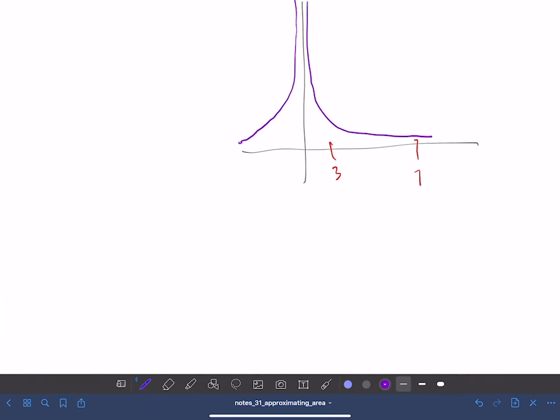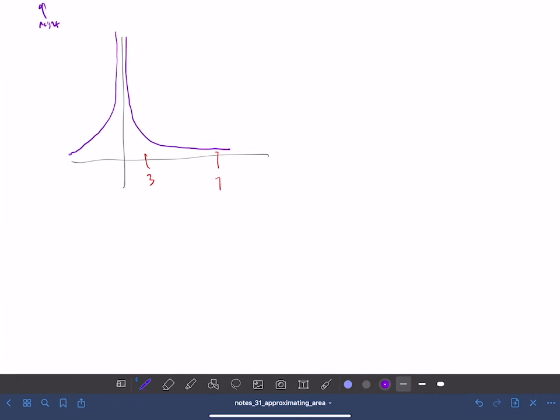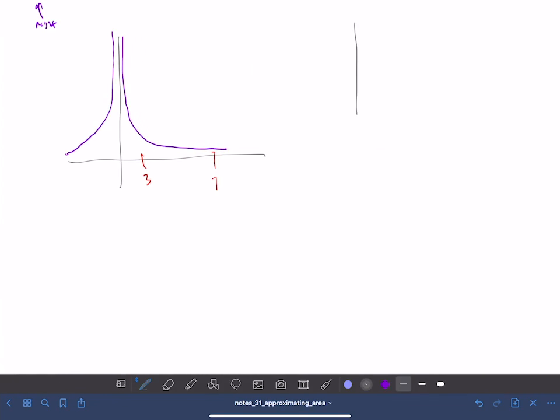I think we should draw this picture twice. In fact, let's draw this picture side by side. Interval from 3 to 7. L sub n to R sub n. L sub n uses left endpoints. R sub n uses right endpoints.